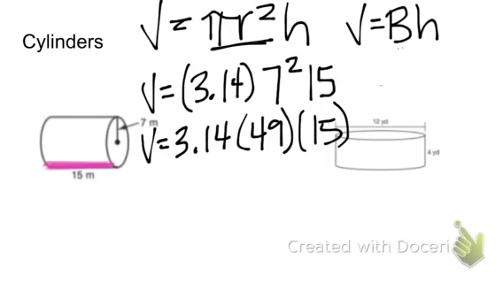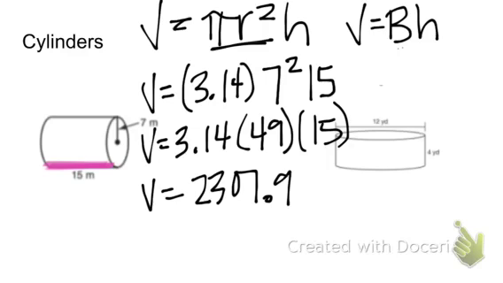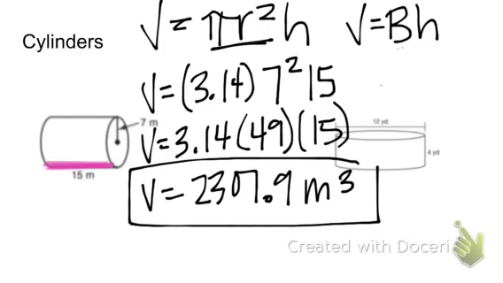And when you multiply all three of those together, you get that the volume of your cylinder is 2,307.9 meters cubed. See? Nothing to it.